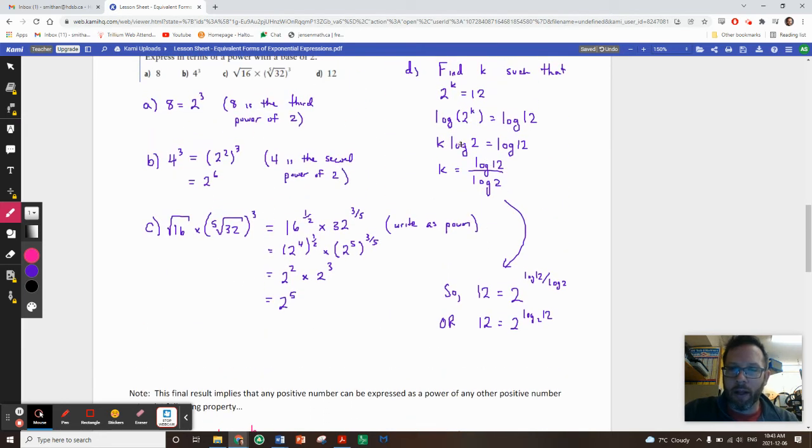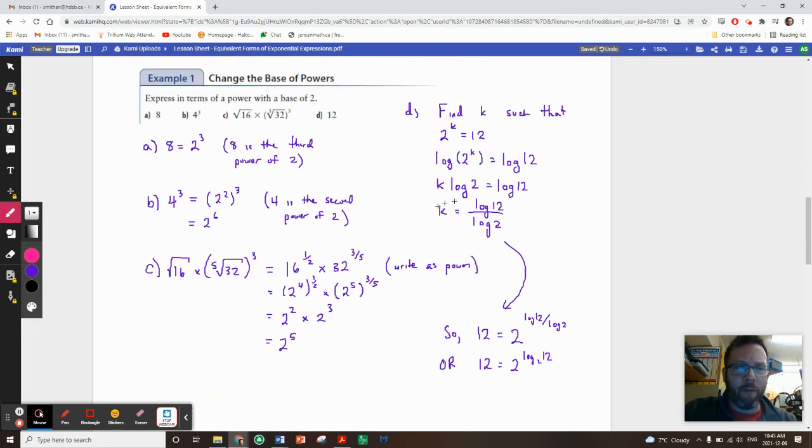But yeah, we can write any positive number as a power of any other one. So that's the big takeaway from this first example. We can rewrite expressions in terms of different bases. Our first 3 there was pretty straightforward, but for D, you can take any number and write it as a power of any other number using this rule.